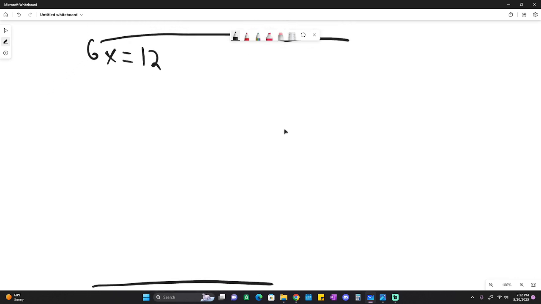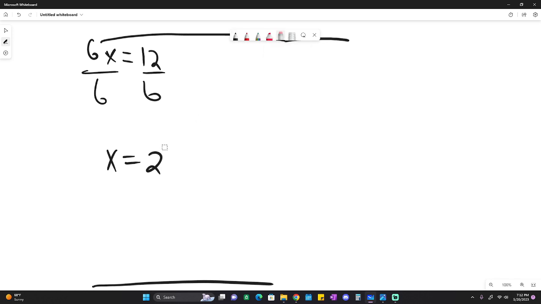Finally, we have probably the simplest one here. You should be able to solve this in a blink of an eye just by seeing this 6x, or 6 multiplied by x. All we have to do is divide it by 6. What we do to one side, we have to do to the other, and x will become 2.